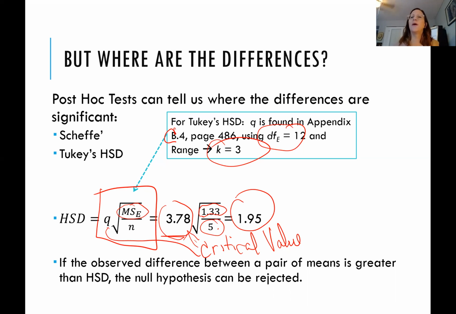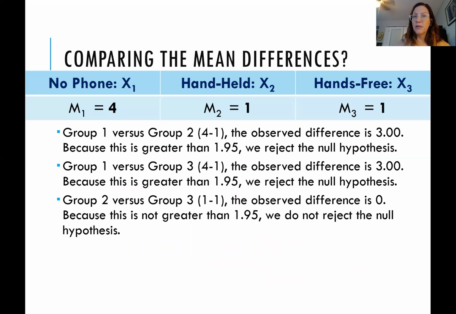But then you're like, well, what do I do with 1.95? All you need to do is check and see, okay, where are your means greater than a difference of 1.95? So what I do is I look at my means. So here's my mean for group 1, my mean for group 2, my mean for group 3. I just look at all the possible combinations. So I looked at group 1 versus group 2. So 4 minus 1 is 3. That's greater than 1.95, so that's where we have significance.